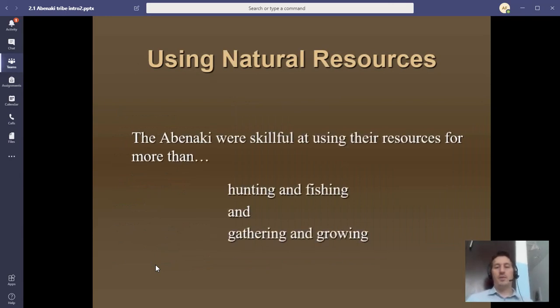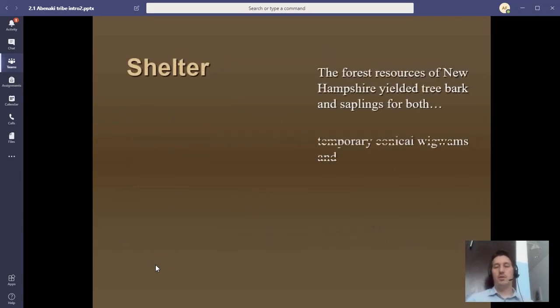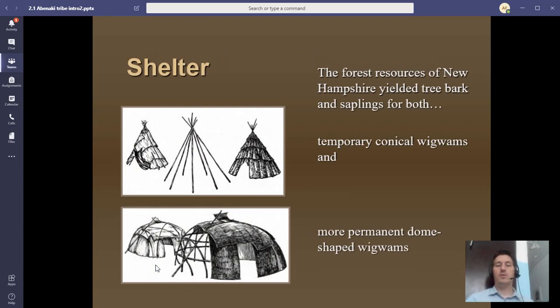So the Abenaki were skillful at using resources for more than hunting and fishing and gathering and growing. Shelter. So these are the types of houses that they would create. They would use the wood and the resources from the forest to create their houses. And here is what's called a wigwam.